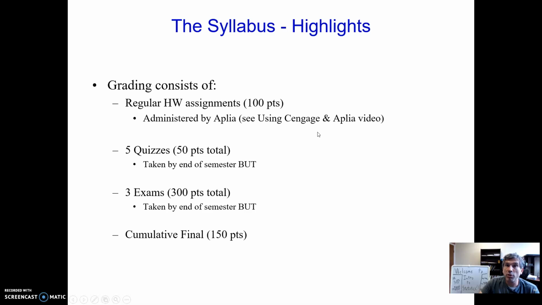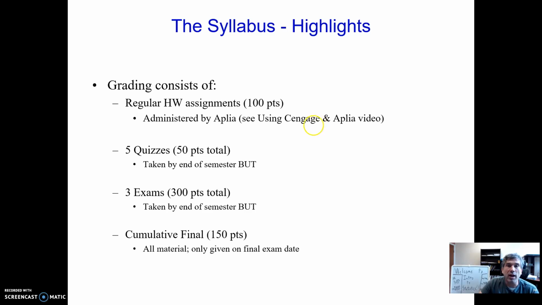Then there's a cumulative final that is worth 1.5 times as much as each of those exams. It's 150 instead of 100. You also get a little longer to take it. It covers all the material in the entire course. That is only given on our final exam date, which is the very last day of the session. You can take it at any point that day, but you cannot take it at any other date. It has to be taken then.